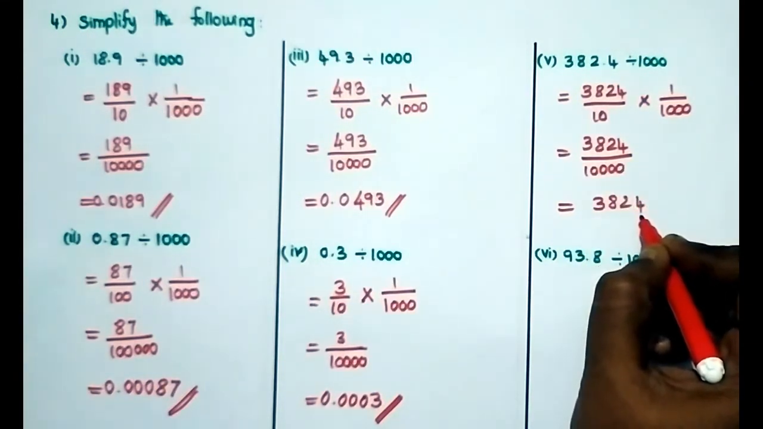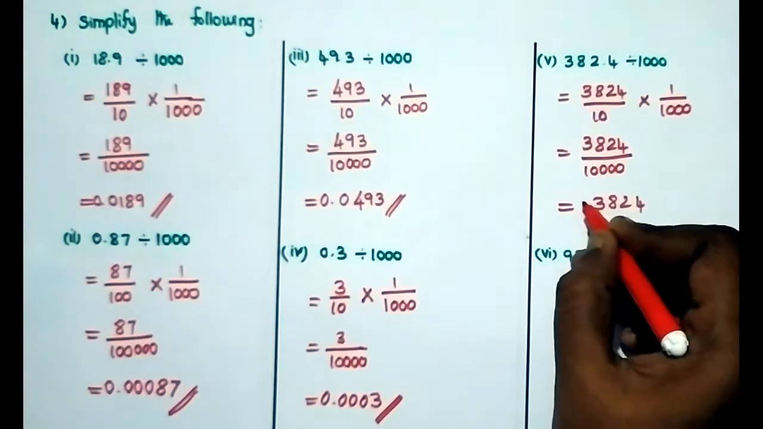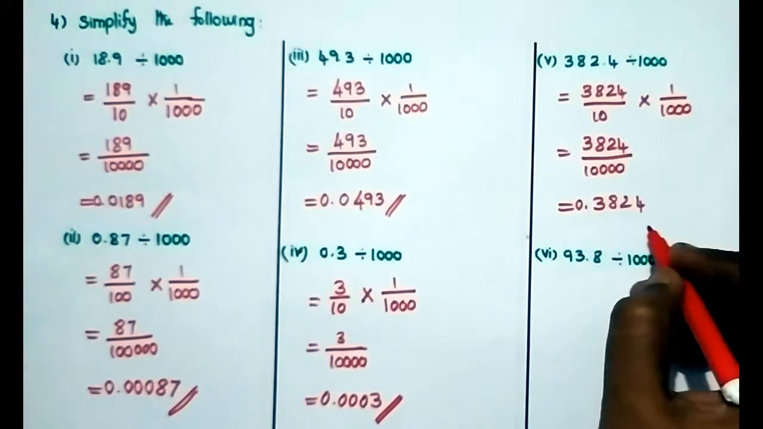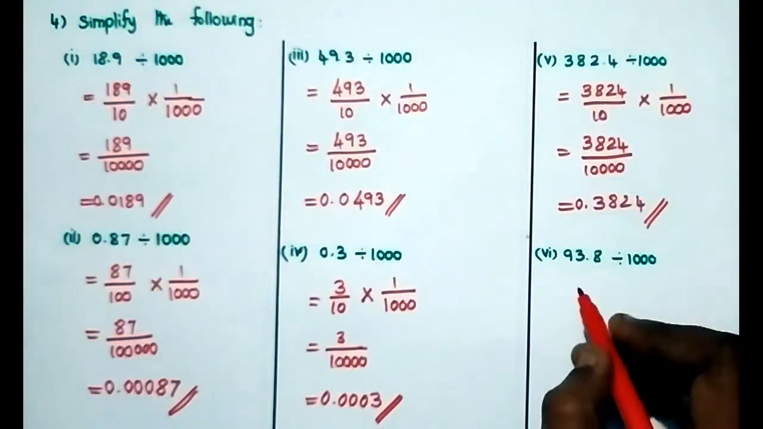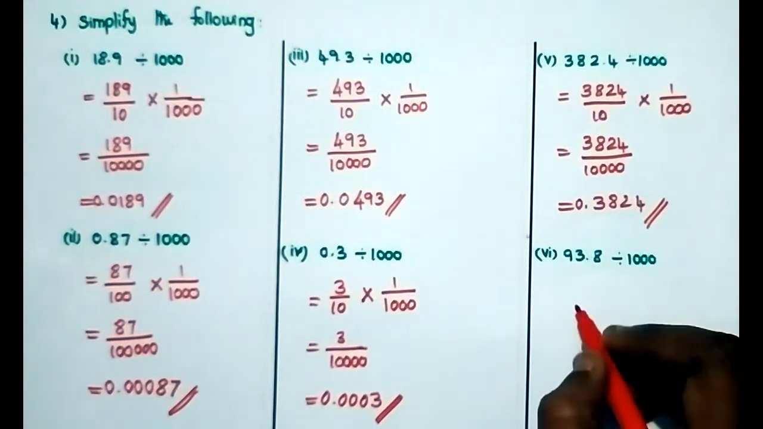Before 4 digits we have to keep the point. So 0.3824 is the answer. Next one, 93.8 divided by 1000.